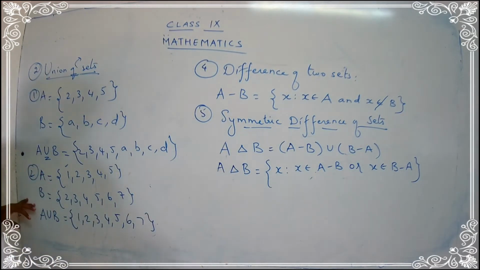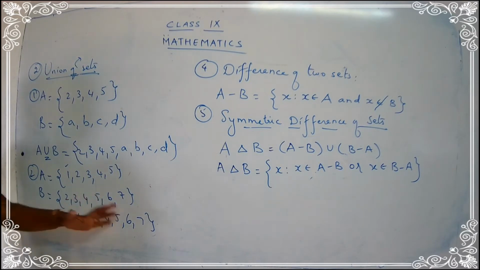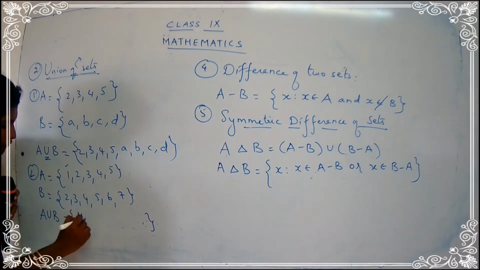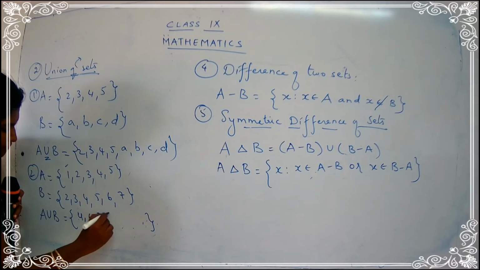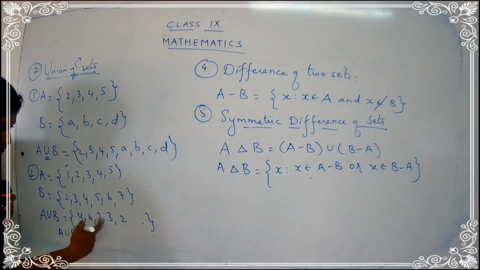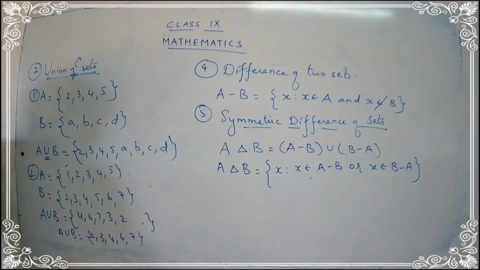Are you clear, children? So how do you write A union B? If any numbers are repeated, do not write them again. Just take them once. That's enough. Here everything is arranged in order. Suppose the numbers are not arranged, like 4, 6, 7, 3, 2. Then you have to write one more step: write A union B once again and arrange in increasing order. You know how to arrange in increasing order: 2, 3, 4, 6, 7.